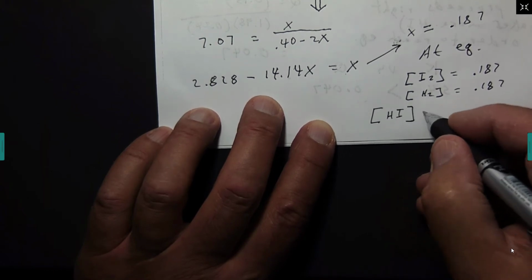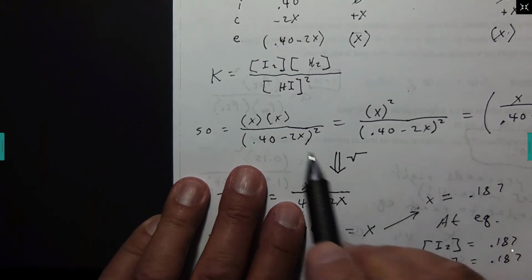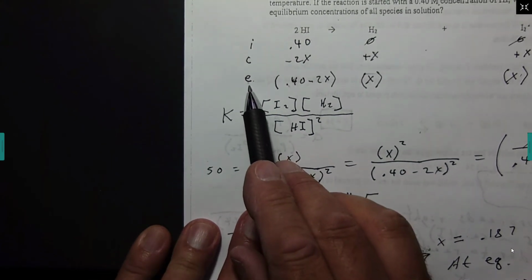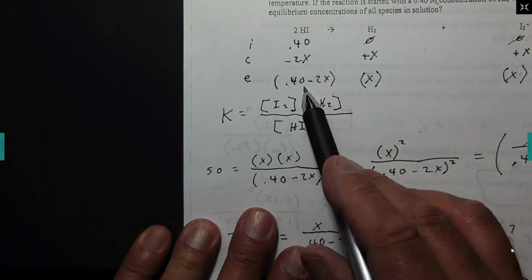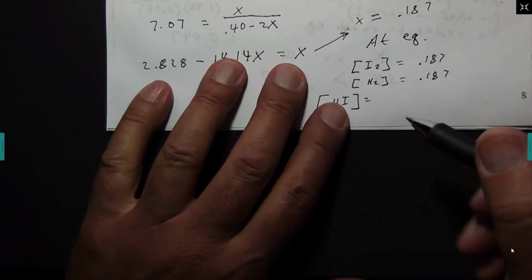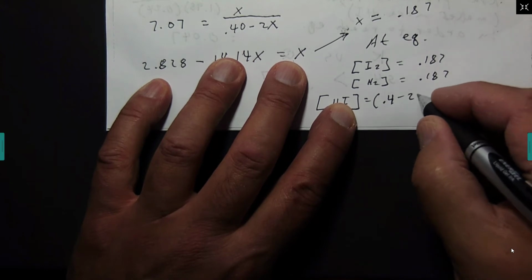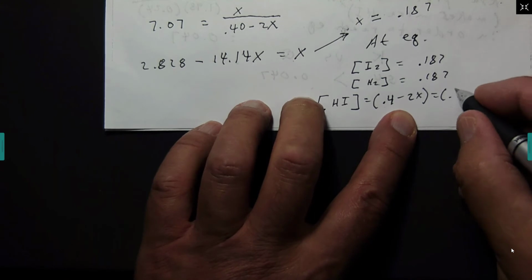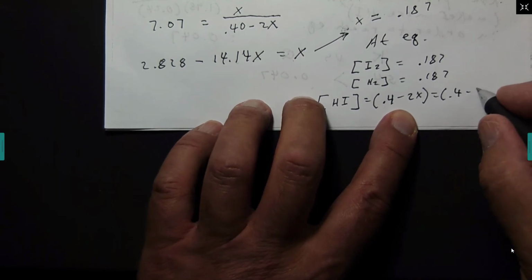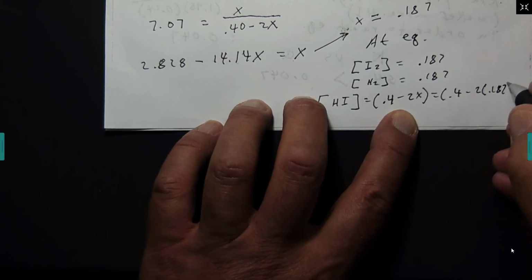At equilibrium, your HI concentration is 0.4 minus 2x. So it's going to be 0.4 minus 2x, which is 0.4 minus 2 times 0.187.